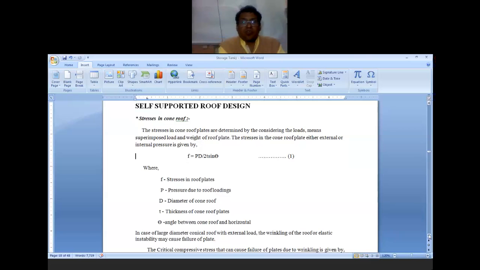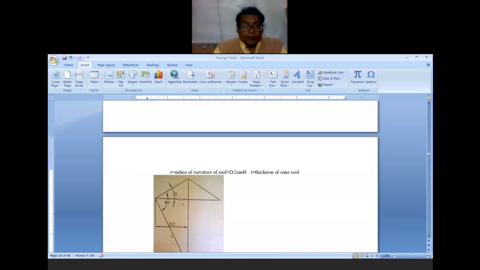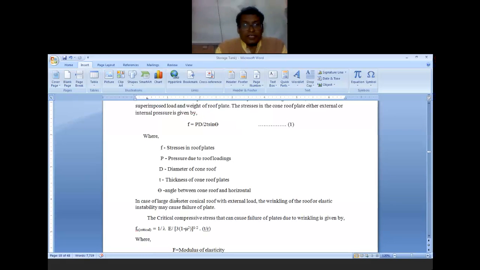Now how to design this self-supported roof. This is the simplest form to design the self-supported roof. The stresses in the cone roof plate are determined by considering the load, that means F, which is equal to PD upon 2T sine theta. This is our PD upon 2Fj, the same formula. Thickness is equal to PD upon 2Fj. Here a certain angle theta is provided. So F is the stress of the roof plate, P is the pressure due to the roof loading, D is the diameter of the cone roof, T is the thickness, and theta is the angle between the cone roof and the horizontal.